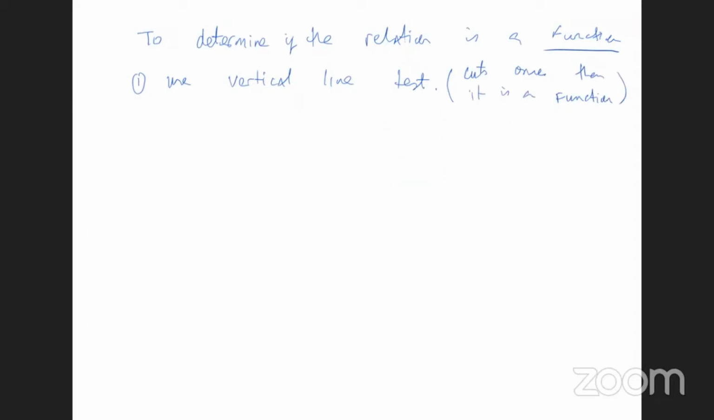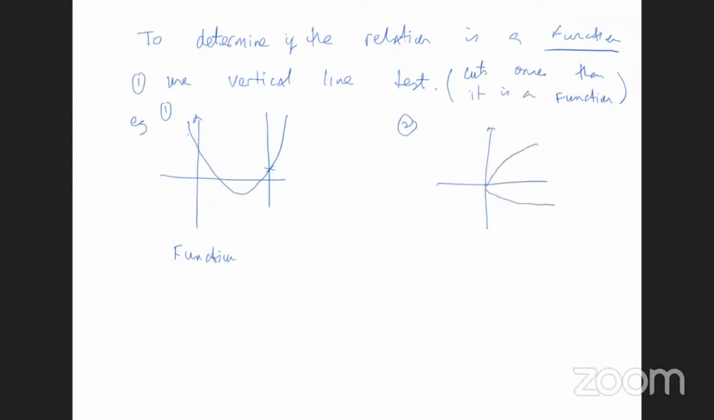I'll give you two quick examples here. If you were to draw this and do the vertical line test, it doesn't matter where you draw it, it'll only cut once. So this appears to be a function. And two, if I give you one that looks like this, and you do a vertical line test, this is not a function, because it has two y values, one there and one underneath. So it's not a function.